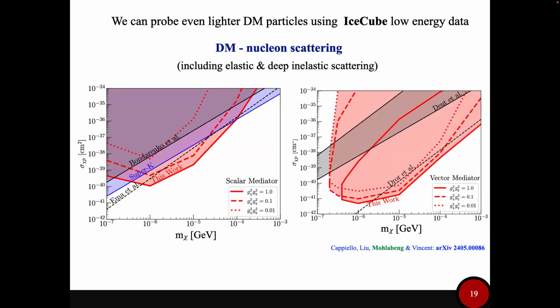Okay, and so if I look at dark matter nucleon scattering, the calculation is a lot more complicated than the free scattering. I look at a scalar mediator and a vector mediator, and these are the different curves here. The thing to take away is that the vector mediator does much better in this region.